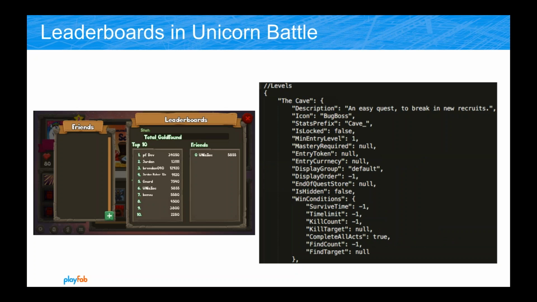Moving on. So this is a screenshot on the left from our Unicorn Battle game where we've got a simplistic leaderboard. It's kind of sad I don't have any friends on there, but maybe I will get some time to add those in the upcoming days. But basically we've got a top 10 leaderboard on the left, a friends leaderboard on the right, and this is for the stat category of total gold found.